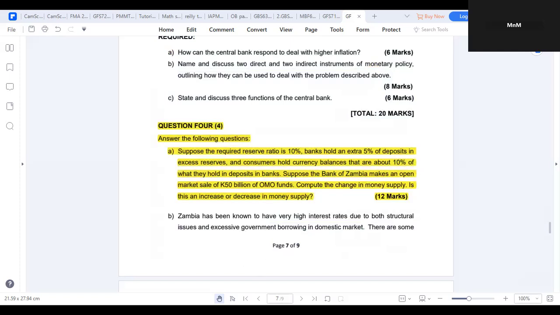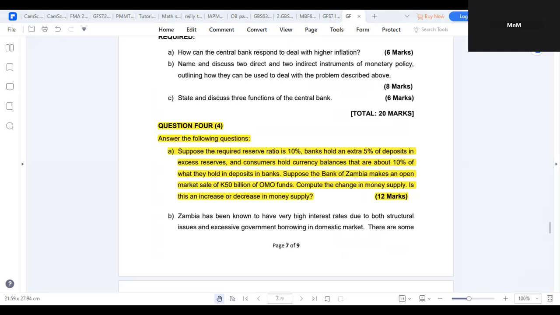Suppose the reserve ratio is 10% and banks hold an extra 5% of deposits in excess, and consumers hold currency balances at about 10% of what they hold in deposits in banks. Suppose the Bank of Zambia makes an open market sale of 50 billion of OMO funds. Compute the change in money supply. Is there an increase or is there a decrease?